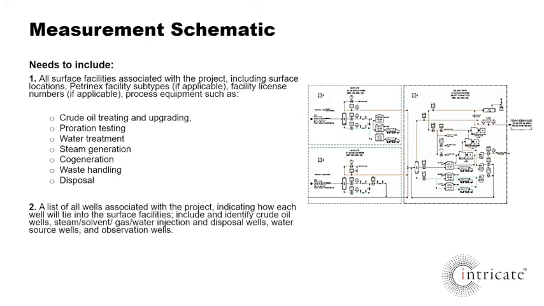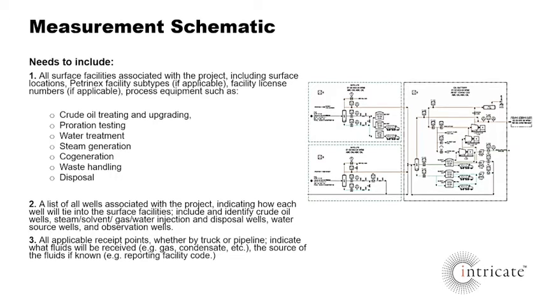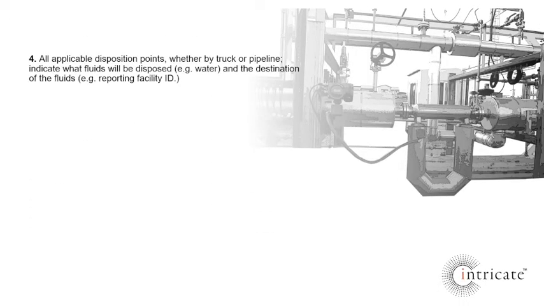A list of all wells associated with the project indicating how each well will tie into the surface facilities, include and identify oil wells, steam, solvent, gas, water injection and disposal wells, water source wells, and observation wells. All applicable receipt points, whether by truck or pipeline, indicate what fluids will be received, example gas, condensate, etc., the source of the fluids if known, example reporting facility code. All applicable disposition points, whether by truck or pipeline, indicate what fluids will be disposed, example water, and the destination of the fluids, example reporting facility ID.